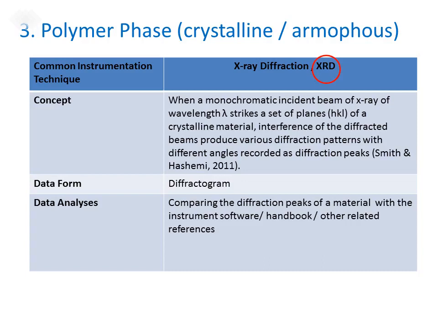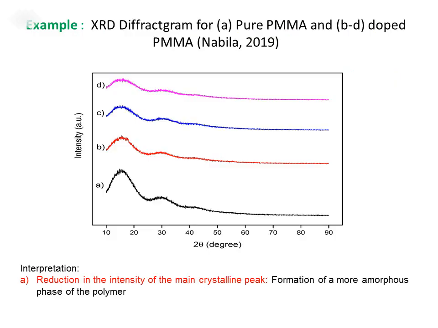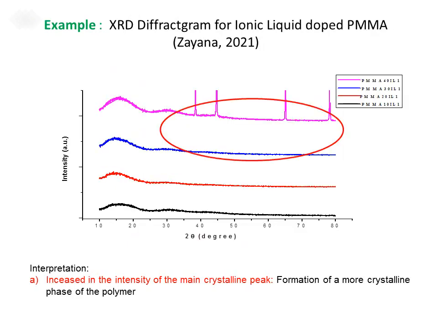The diffraction peaks of the polymer, if it is a semi-crystalline polymer, will be compared with the instrument software or handbook. The change in the phase of a polymer as a result of adding additive can be confirmed from the reduction or increase in the intensity of the crystalline peak of the polymer. The degree of crystallinity of a polymer can also be calculated from its crystalline peak.